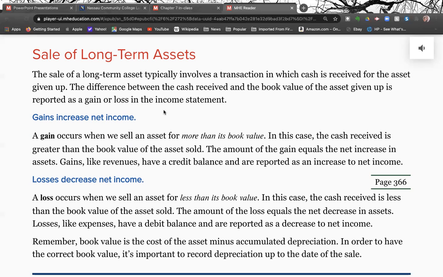Compute the book value, original cost minus accumulated depreciation. Compare that to the cash received. If the cash received is more than the book value, you have a gain, right? That's what they say here. A gain occurs when we sell the asset for more than book value. If I sell the asset for less than book value, that means I had a loss.